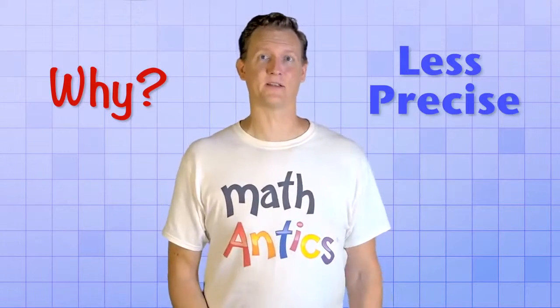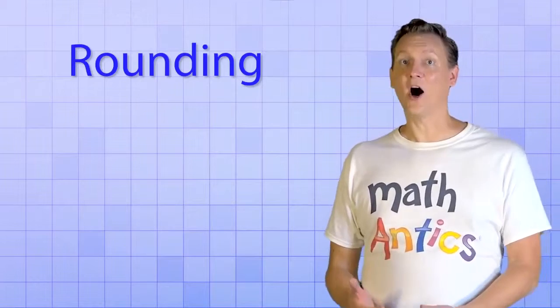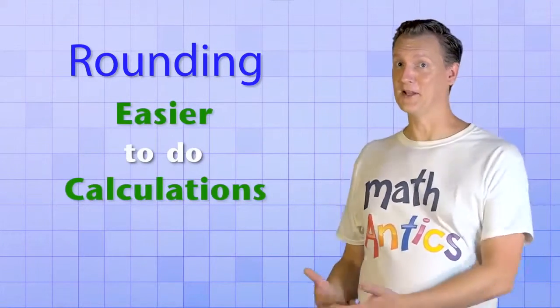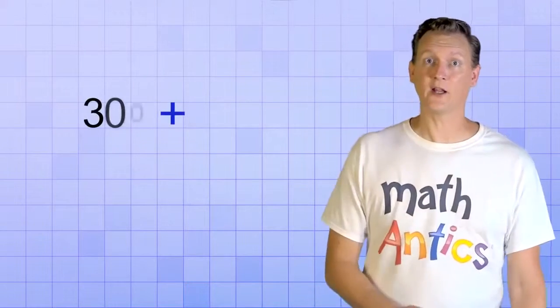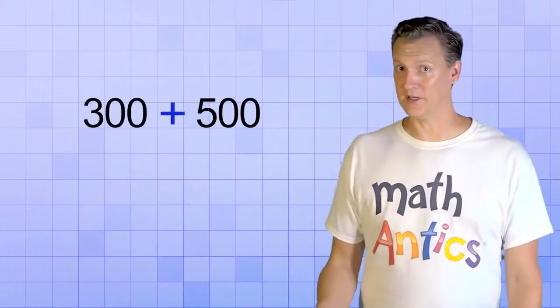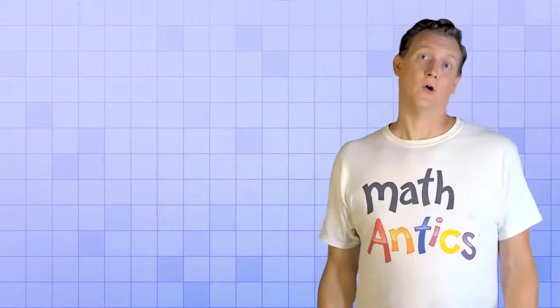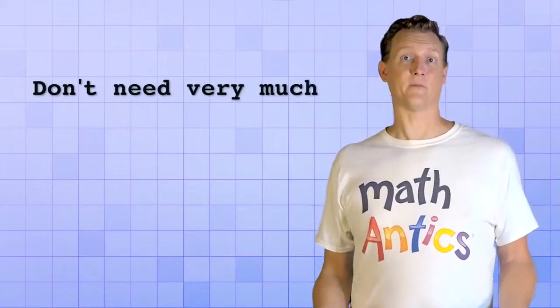But you might be wondering, why would we ever want to make a number less precise in the first place? What is rounding good for? Well, rounding numbers can often make them a lot easier to do calculations with. Like, it would be a lot easier to quickly add 300 and 500 than it would be to add 312 and 498. Or sometimes you just don't need very much precision.